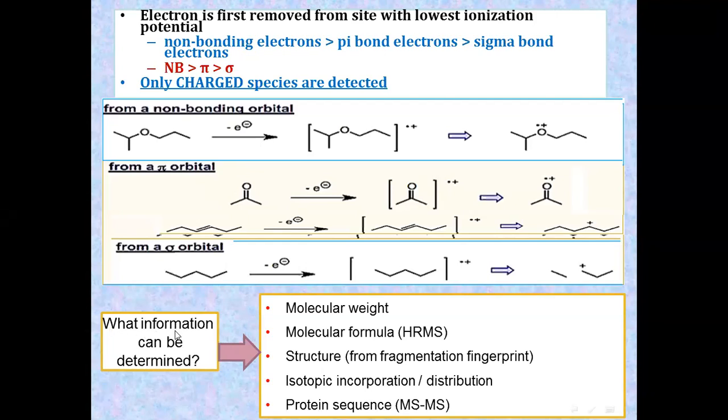What information can I get from the mass determination? I can get the molecular weight, chemical formula, molecular formula, structure. I know whether my compound contains an isotope or not, as we are going to see later, and the protein sequence.